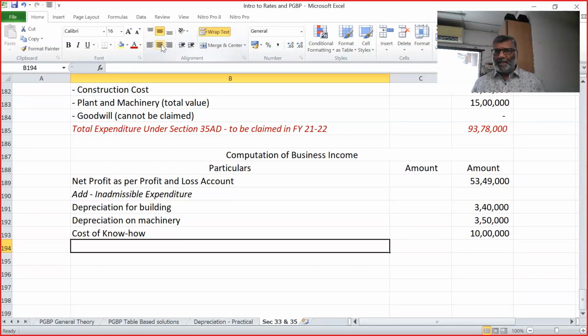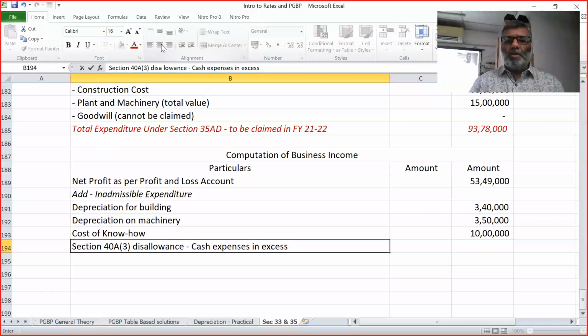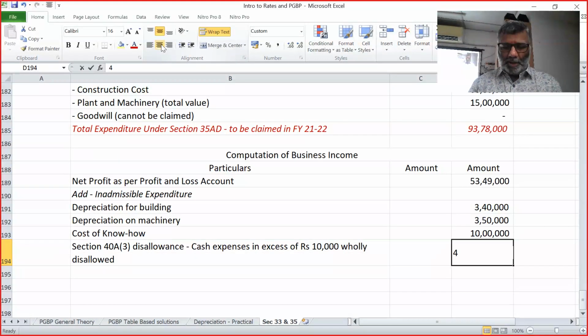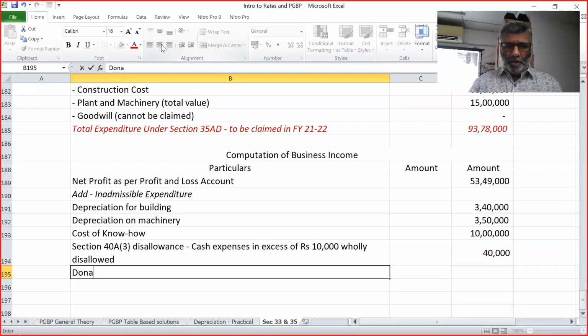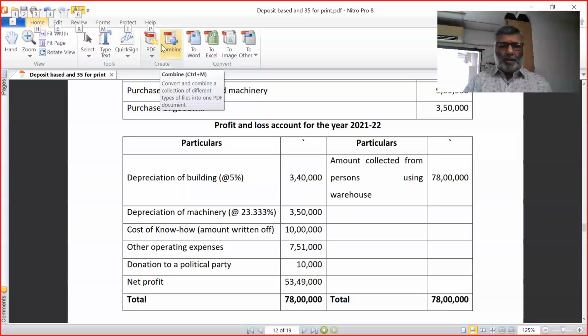Though we are going to see the section later, a little idea of section 40A subsection 3 disallowance. Cash expenses in excess of 10,000 wholly disallowed. 40,000. Donation to political party, 10,000.